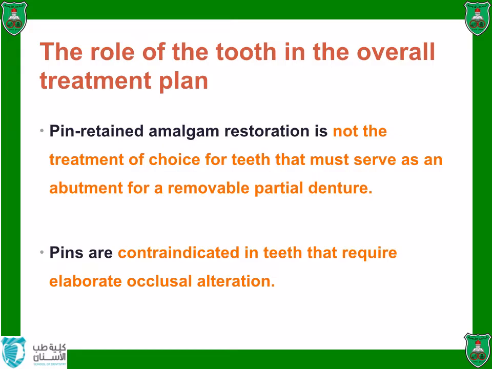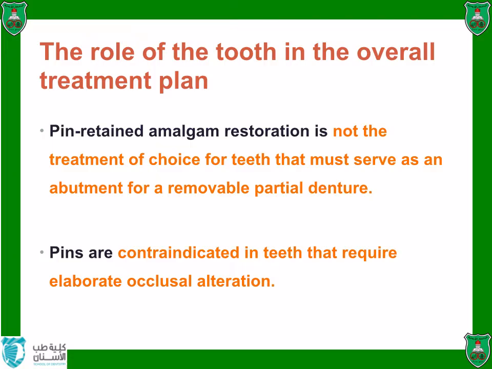The role of the tooth in the overall treatment: as we say, we have a final treatment plan that involves a treatment for each tooth the patient has. So pin retained amalgam restoration is not a treatment of choice for teeth that must serve as an abutment for a removable partial denture. If you will make a removable partial denture afterward for the patient, it's not advisable to place pins in abutment teeth. And also pins are contraindicated in teeth that require elaborate occlusal alteration.